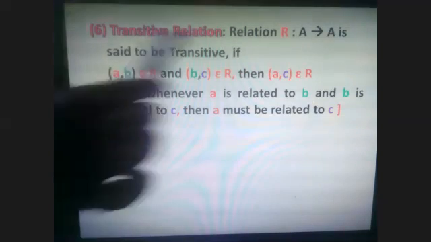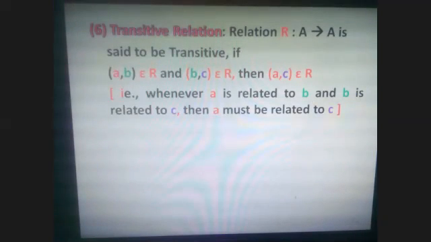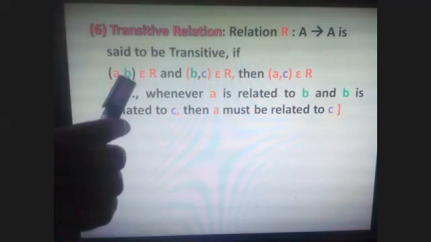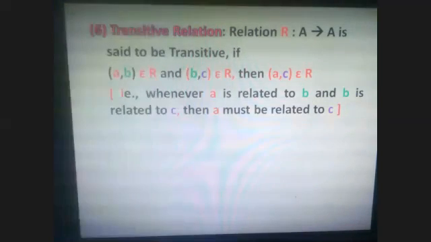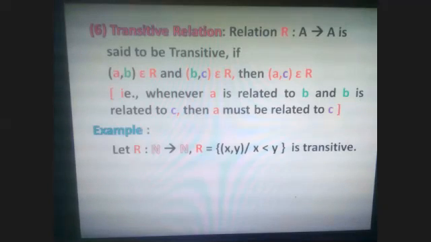Then A must be related to C. If it is so, whenever (A, B) and (B, C), the second element here must be the first element in another one, then this A and C must be related. So whenever (A, B) is a member of R and (B, C) is a member of R, then (A, C) must be a member of R. Then and then only we say the relation is transitive.